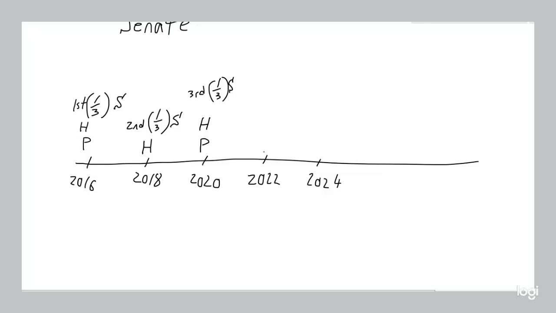What happens in 2022? Well, there's no presidential election. The entire House gets reelected, and you're electing that first third of the Senate again. Those who were elected in 2016 have now served their 6 years, and now they stand for election again.